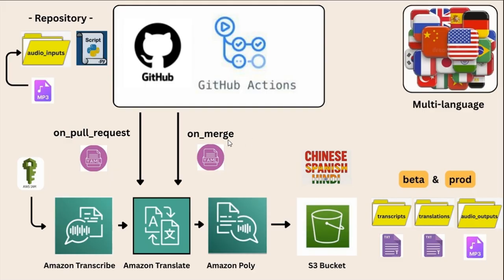Now once those changes are agreed upon and we want to proceed, we're going to do a merge request. Once we enable the merge request, we're going to go through a similar process. The Python script will be called, audio will be pulled from the folder, that will be brought to Transcribe, to Translate, then to Polly, and that audio will be saved in the prod folder in audio outputs.